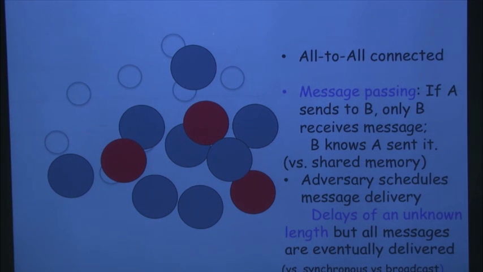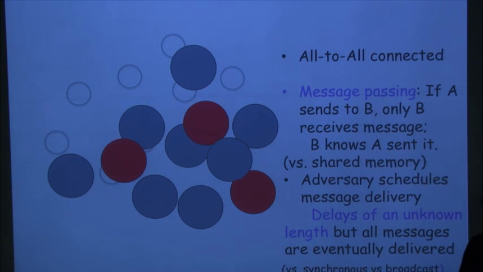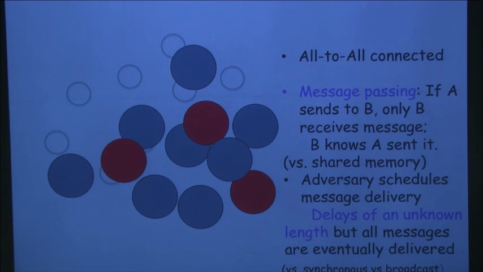Okay, so there are other possibilities. You could have synchronous, in which case communication proceeds in rounds. So everyone sends a message, and all the messages are received that round. And a broadcast model, which we'll talk about in a second. In the synchronous model, of course, if the bad guy is sending, he can send some messages to some of the processors, but not to others.